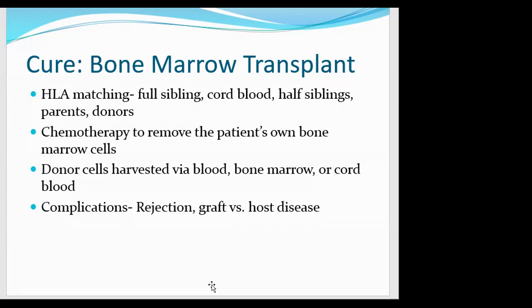And what it is, the patient with sickle cell disease will take chemotherapy to completely remove their own bone marrow cells. Because the marrow makes the red blood cells. So if a patient has sickle cell disease, their marrow makes sickle cells. Well, if we can remove all of their marrow, completely knock it out with chemo, and then from the donor, inject the donor's marrow into the body, then the donor's marrow, who doesn't have sickle cell, makes normal, healthy red blood cells. So this is a bone marrow transplant.